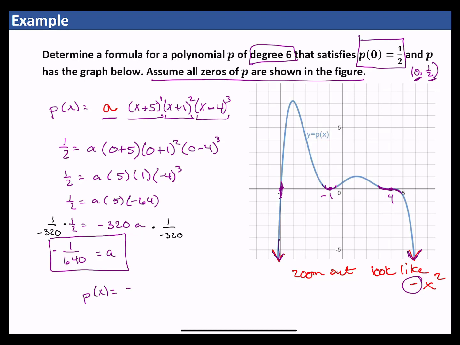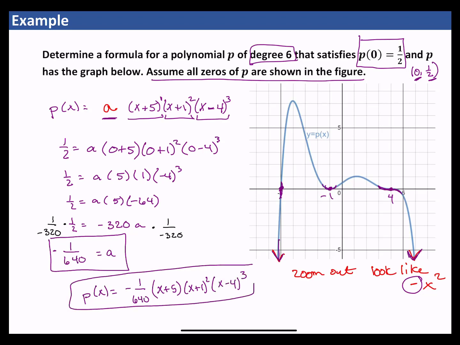So our last thing here would just be to put it all together. This polynomial that's graphed must be equal to -1/640 times x plus 5 to the first times x plus 1 squared times x minus 4 cubed.